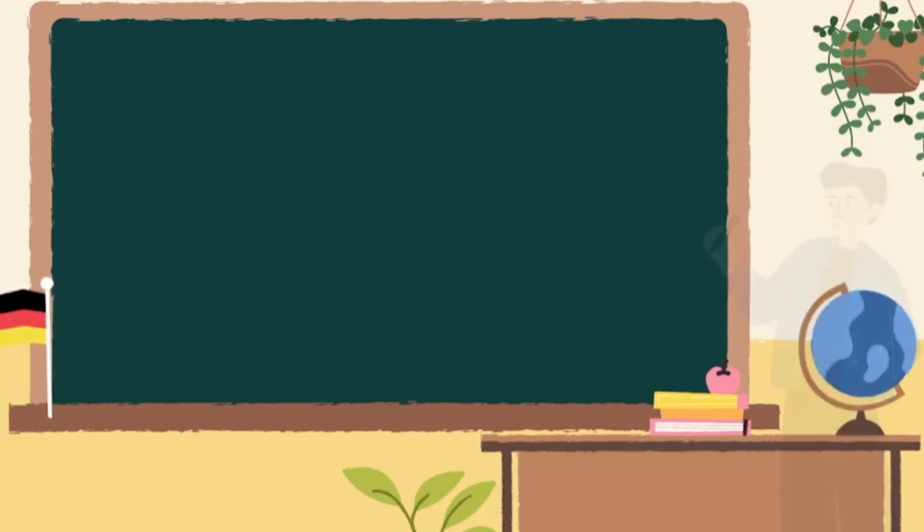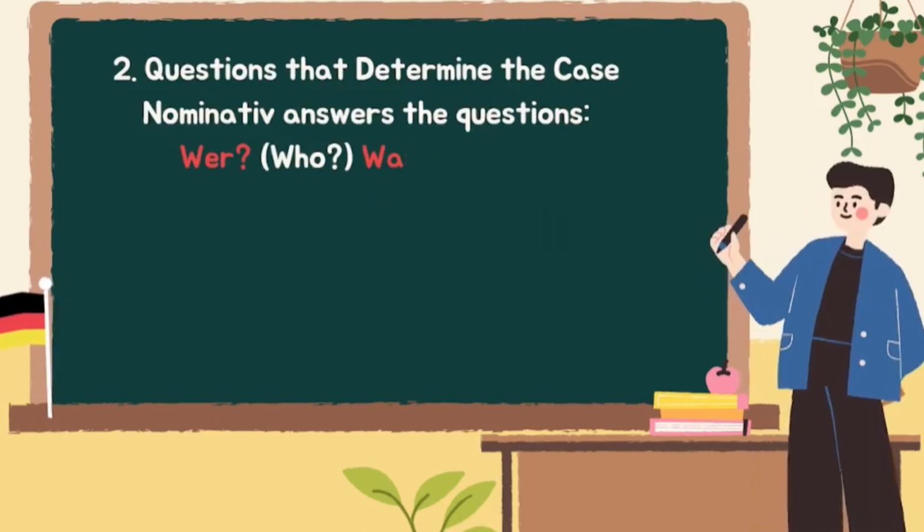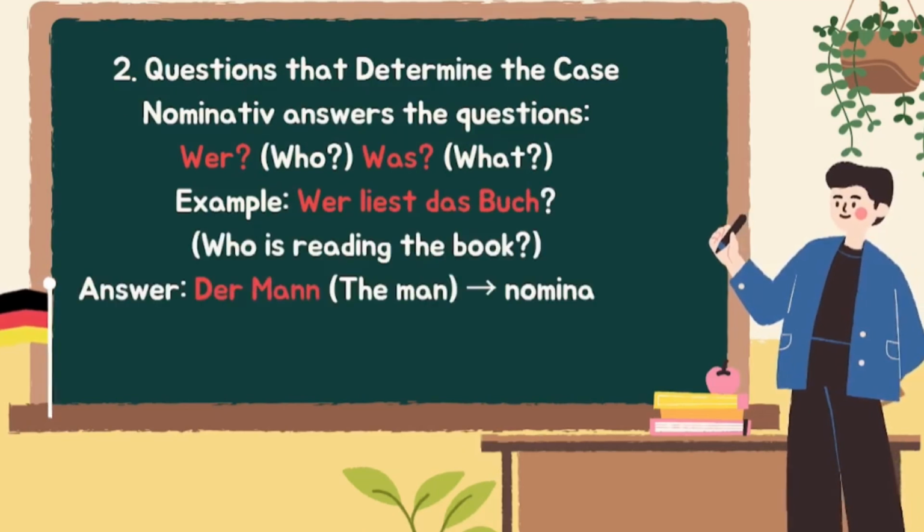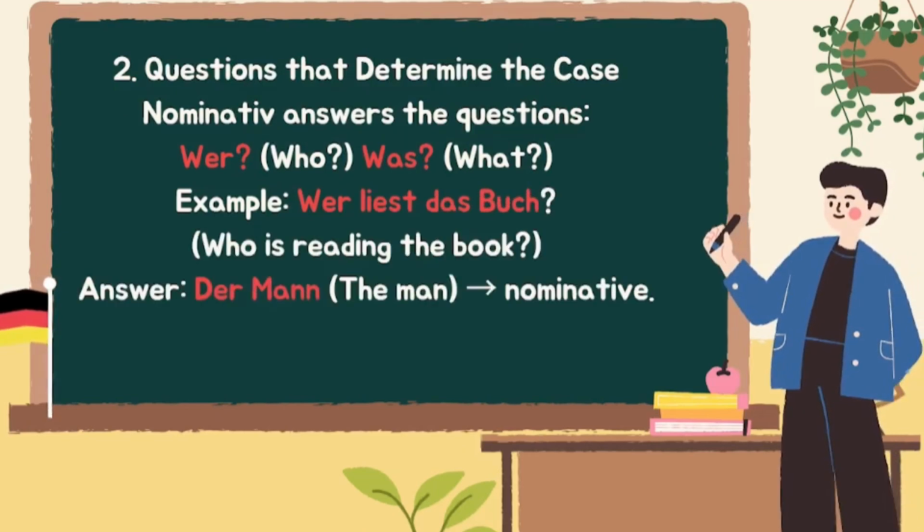So let's go to point number two, the difference number two: questions that determine the case. Nominative answers the questions that start with wer, meaning who, and was, meaning what. For example, Wer liest das Buch? Who is reading the book? The answer to the question is der Mann, the man, which means it is a nominative case. So nominative always answers the question that starts with wer, meaning who, and was, meaning what.